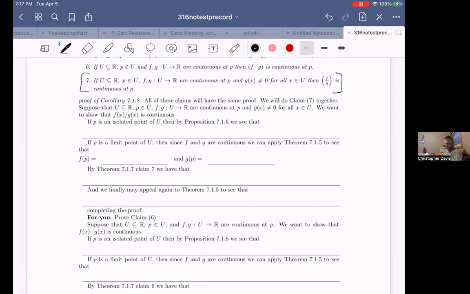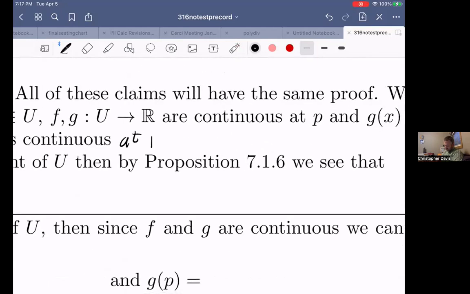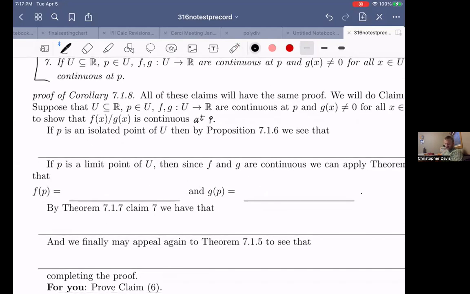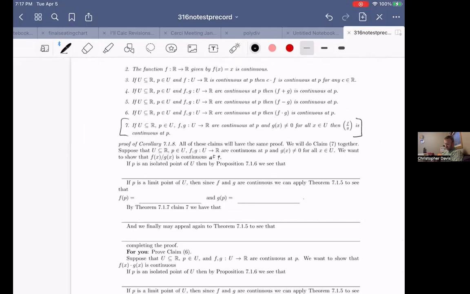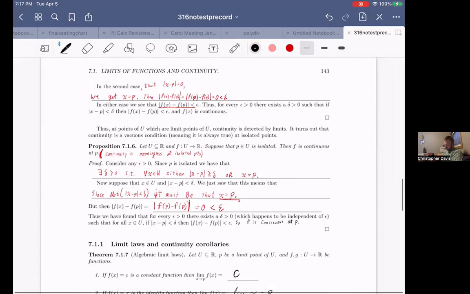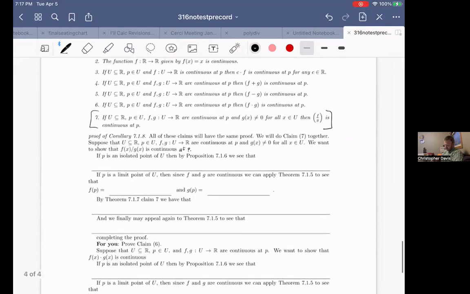All right, so there are two cases at p. Either p is an isolated point or p is a non-isolated point. If p is an isolated point, then proposition 7.1.6, I'll flash back to it just to remind you what it says. It says if f is a function defined on u and p is an isolated point of u, then f is continuous at p. Every function is continuous at isolated points.